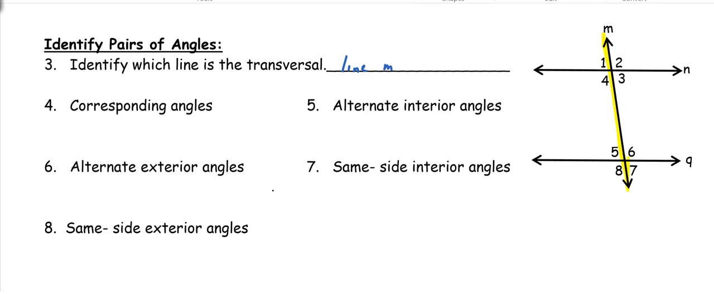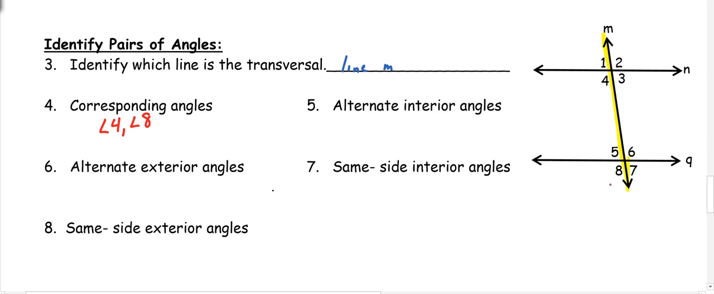Now we want to identify corresponding angles. So corresponding angles, remember, are angles that are in the same place of our line. So let's say, for example, we pick 4. If we pick angle 4, the corresponding angle has to be in the same position of the other 4 group, which would be angle 8. So an example of corresponding angles in this picture would be 4 and 8.